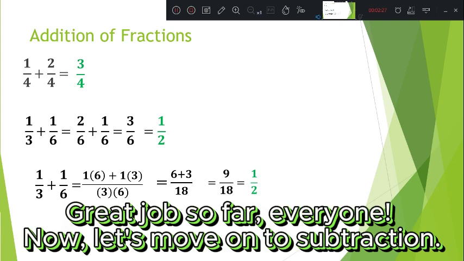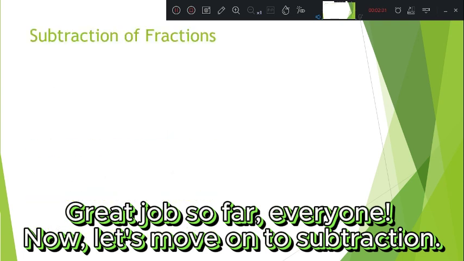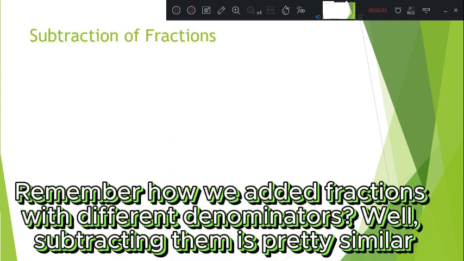Great job so far, everyone. Now, let's move on to subtraction. Remember how we added fractions with different denominators? Well, subtracting them is pretty similar.